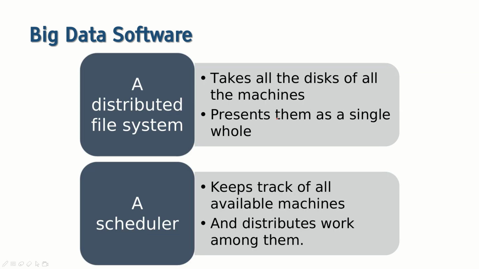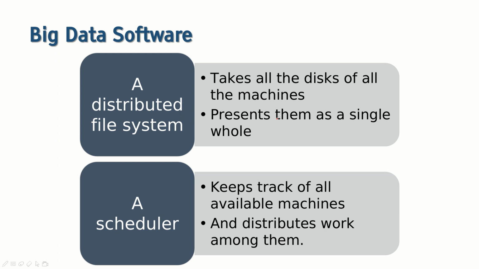Okay, so we've looked at the hardware of big data. Let's now look at big data software. There are two important components that are needed for big data software. One, a distributed file system whose job is to take all the disks of all the machines and make them appear as one single disk.